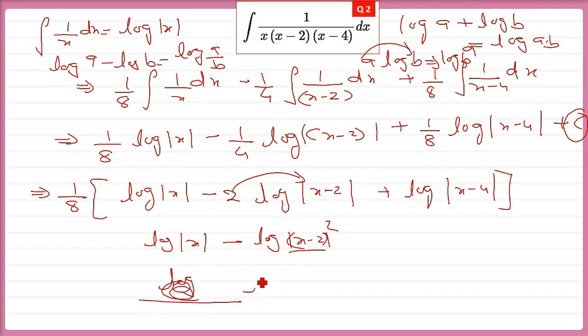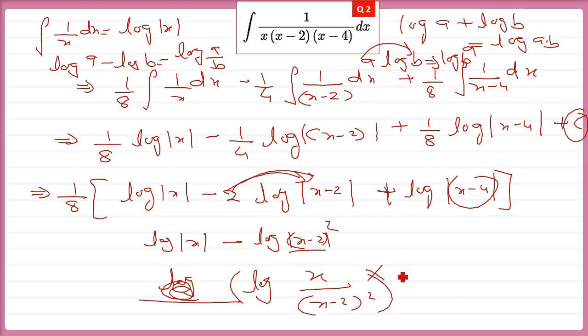So let's write it like this. After combining all these, log x into x minus 4 divided by x minus 2 whole square. You can do it either way. First, you can subtract log x minus 2 whole square, then add it with log x minus 4, or like this also. Eventually, we are going to get 1 by 8 log modulus of x into x minus 4 divided by x minus 2 whole square.